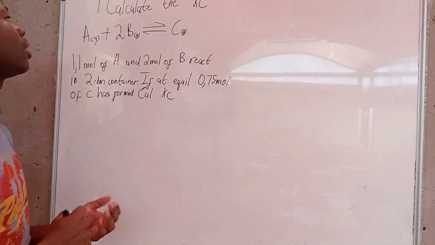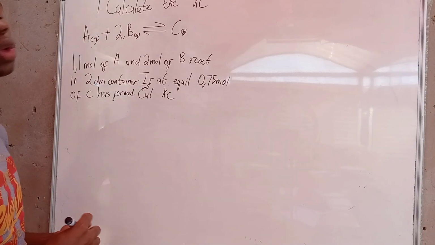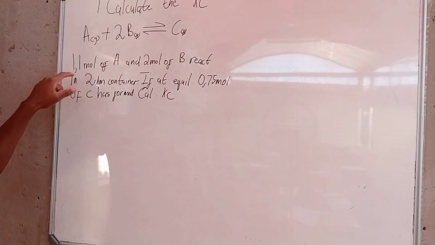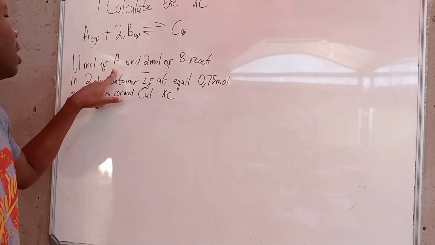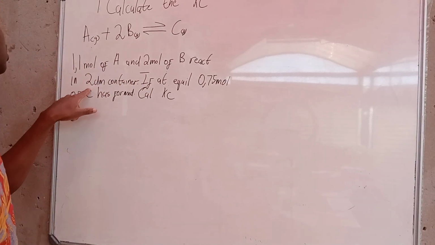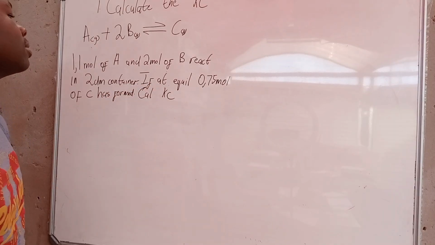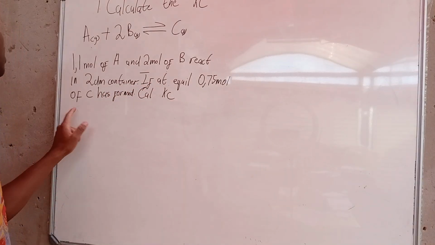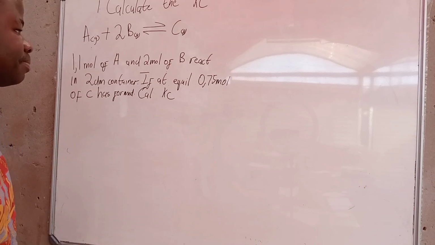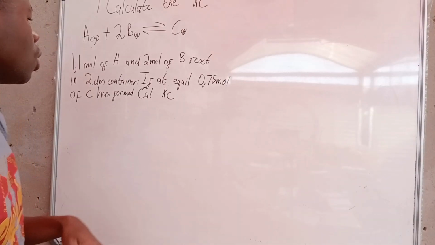So now we're given a question here. This is an exam question. It says 1,1 mole of A and 2 mole of B react in a 2 liter container. If at equilibrium 0,75 mole of C has formed, calculate the Kc.